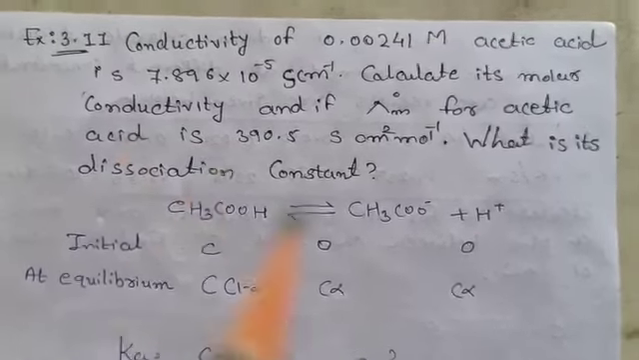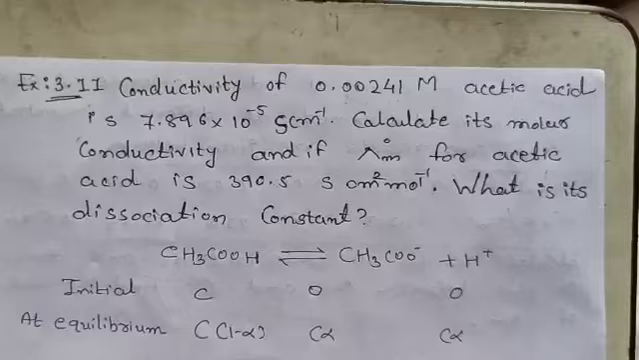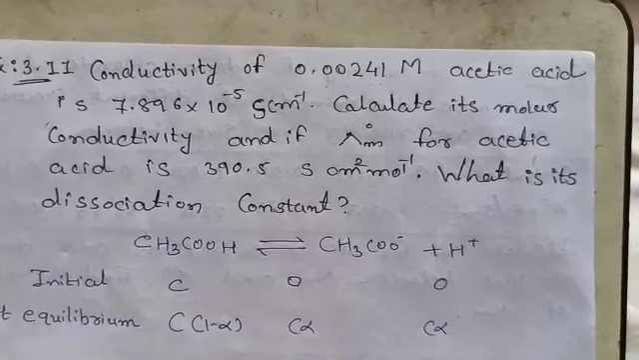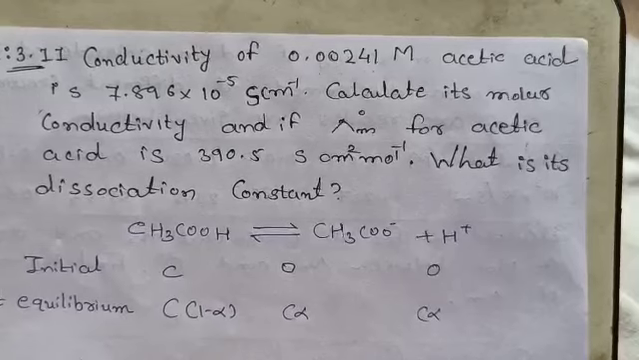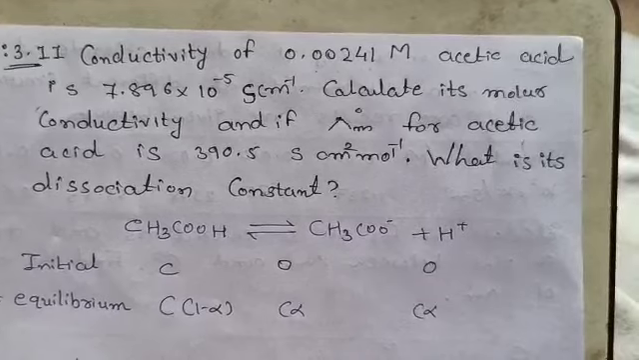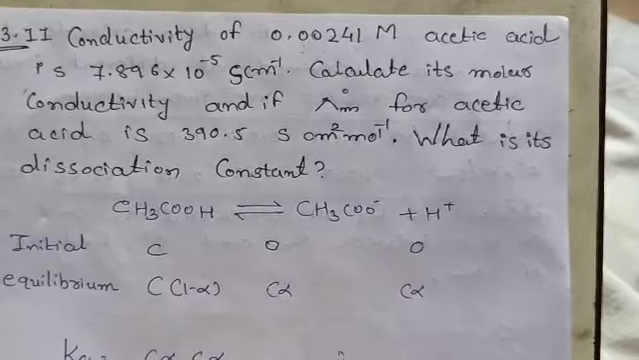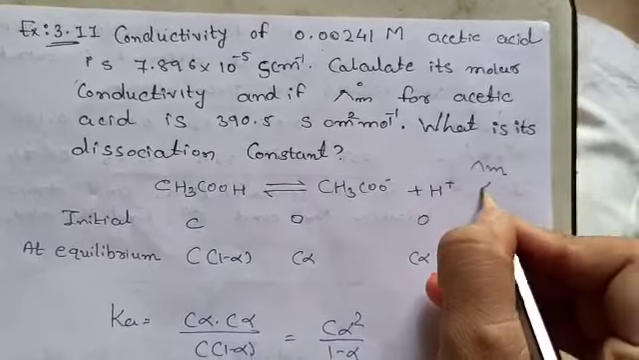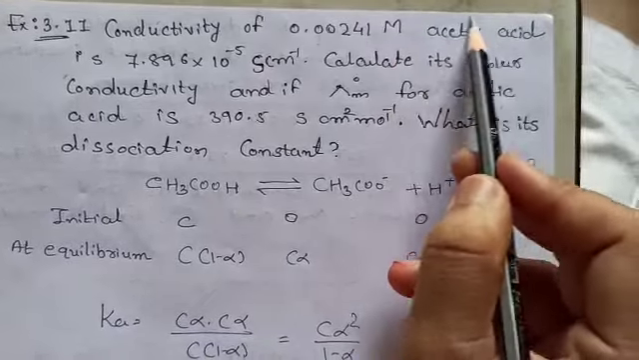Now question number 3.11. Conductivity of 0.00241 molar acetic acid is 7.896 into 10 to the power minus 5 Siemens centimeter inverse. Calculate its molar conductivity, and if lambda m naught for acetic acid is 390.5 Siemens centimeter square mole inverse, what is its dissociation constant? We have to find the molar conductivity, meaning lambda m, and the dissociation constant, meaning alpha. Here these values are given for the acetic acid.